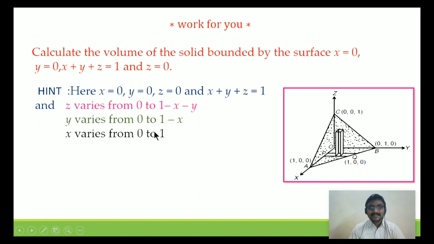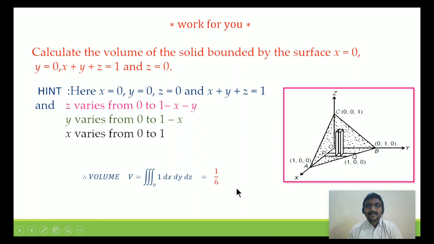So use these limits and find the required volume. What is the formula for volume? Triple integral over V of 1 dx dy dz. Don't forget the integrand function is 1. Whenever the integrand function is 1, the triple integral represents the volume over the given region. So evaluate this triple integral and get the result as 1 by 6.